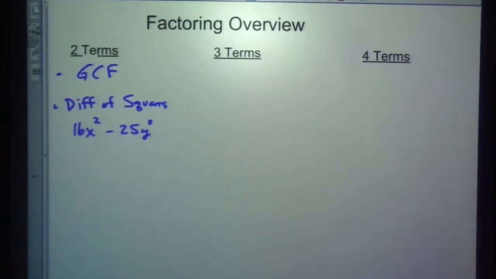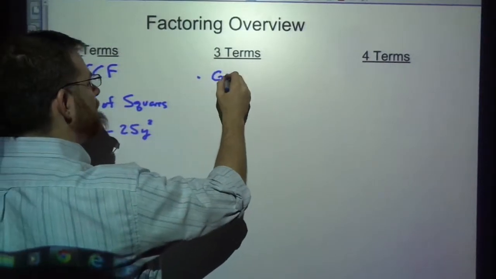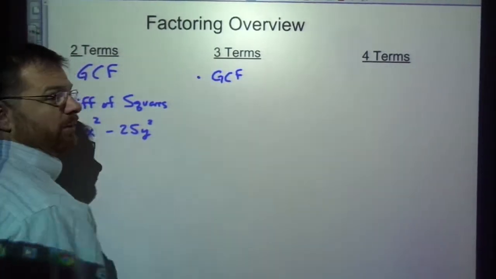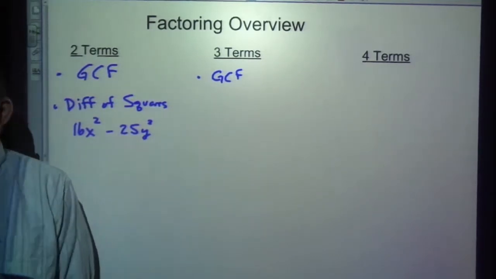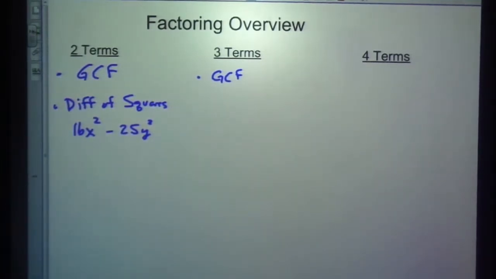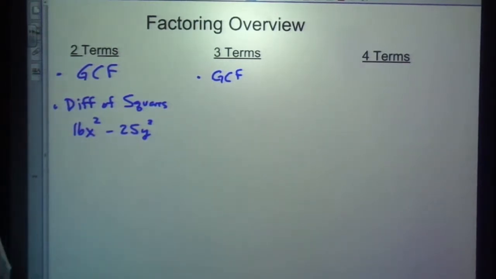If there are three terms, okay, well, we could always check for greatest common factor first. That's what we always look for. Maybe then we do greatest common factor and then it's done. That's all we can do. Or maybe we do greatest common factor and then that trinomial that's left over can still be factored. And there's two types of trinomials we've looked at.